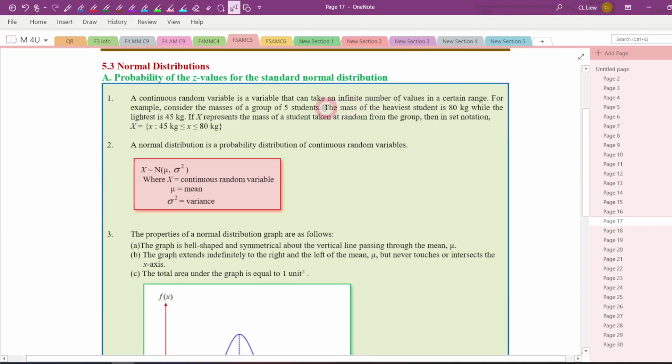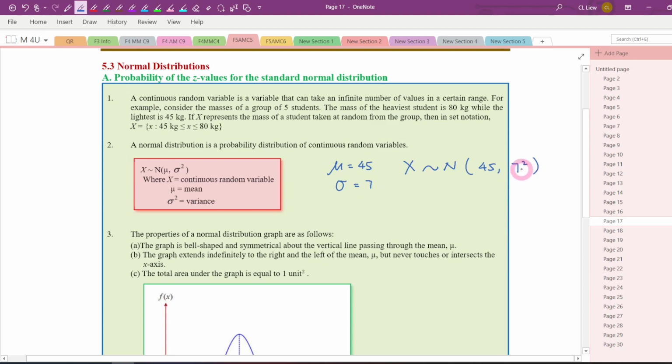Hi everybody, in this video, let's look at normal distribution. If we have a continuous random variable X which is distributed normally with the mean of, let's say, 45 and standard deviation of 7, we can represent it this way. The continuous random variable X is distributed normally with the mean of 45 and standard deviation of 7, so here will be 7 squared.